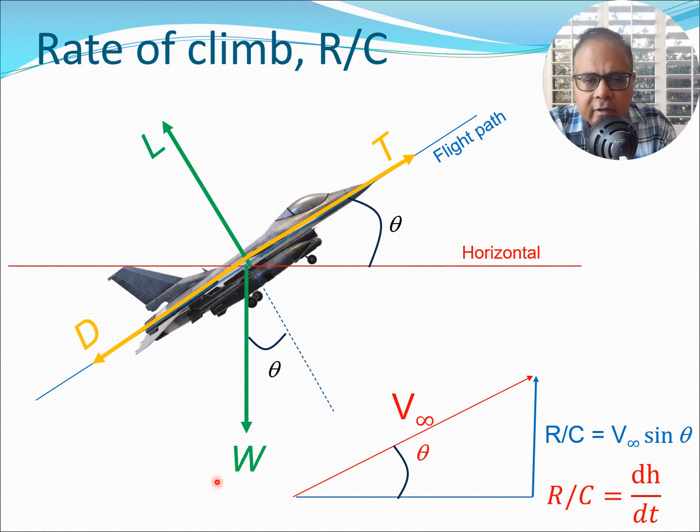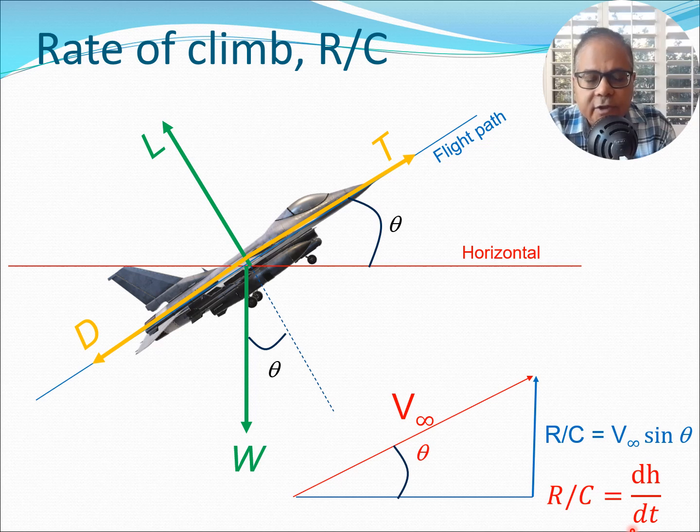Now look at the geometry of the aircraft in terms of the velocity. The velocity is in the same direction as the flight path, and the angle between the horizontal and this velocity is given by theta. So we saw that the rate of climb was v infinity sine theta. Now if you start thinking in terms of altitude or height from the ground, you will see that rate of climb is dh by dt. So it is the rate of change of altitude with time.